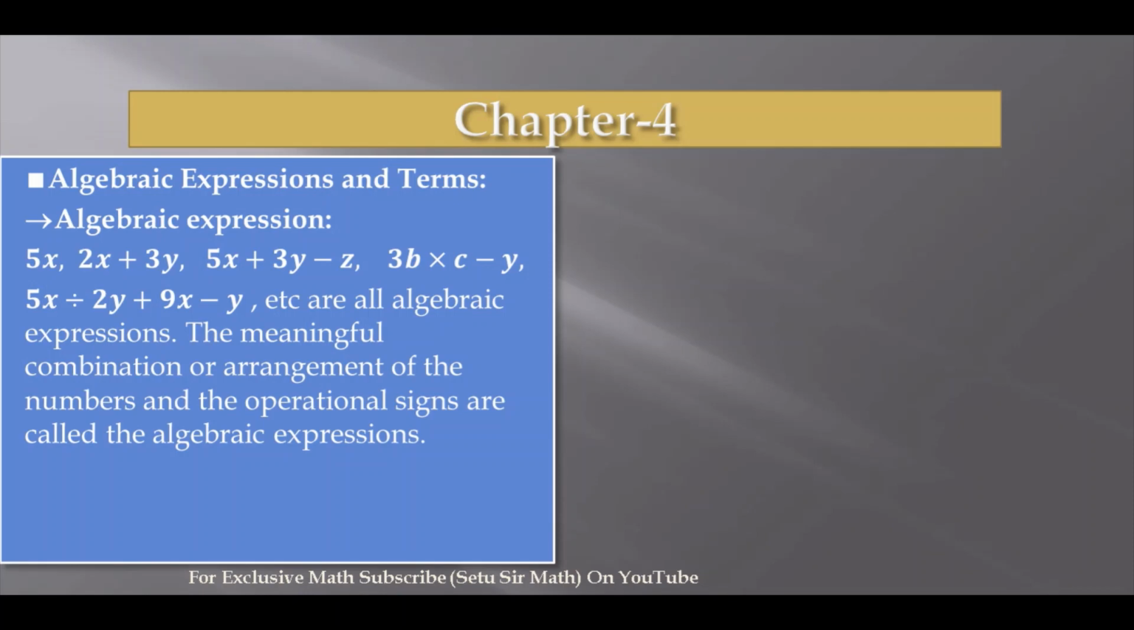These are all algebraic expressions. The meaningful combination or arrangement of the numbers and the operational signs are called the algebraic expression. That means the meaningful combination or arrangement of the numbers, let's see, these are the numbers, and the operational signs, you can see plus, minus, multiplication, division. These are the operational signs called the algebraic expression.